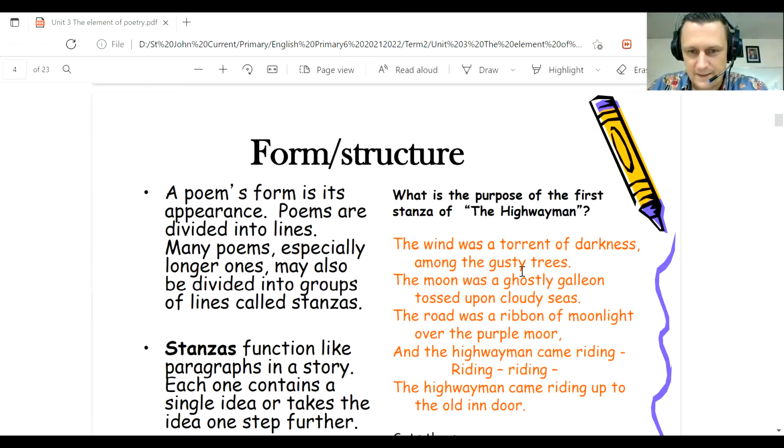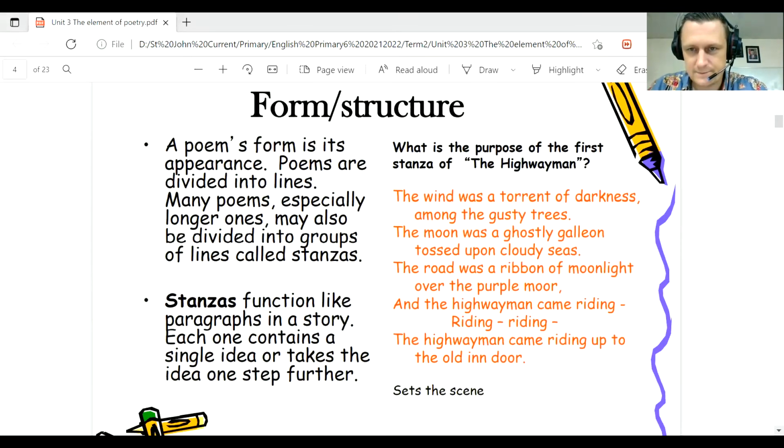The wind was a torrent of darkness among the gusty trees. The moon was a ghostly galleon tossed upon cloudy seas. The road was a ribbon of moonlight over the purple moor. And the highwayman came riding, the highwayman came riding up to the old inn door.